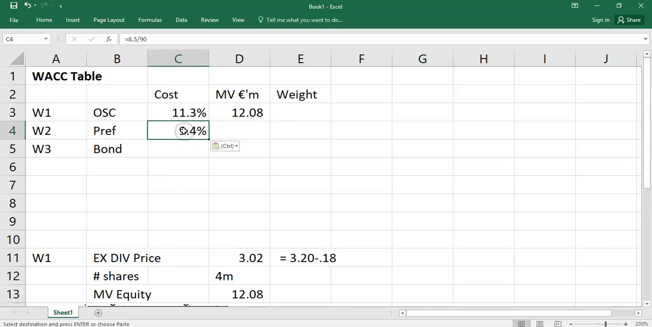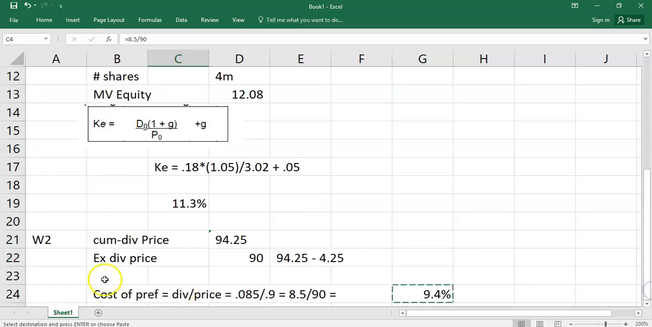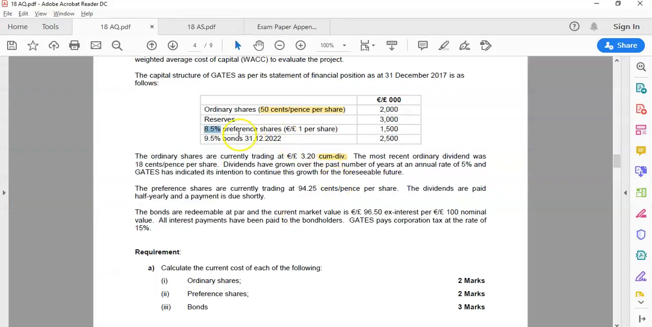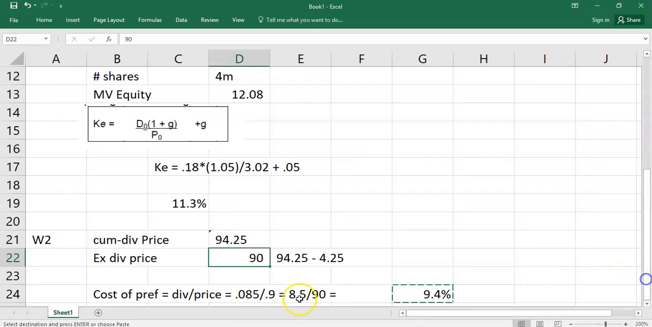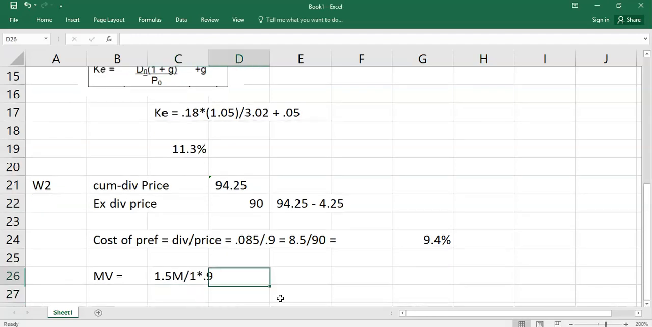So I'll put in that, 9.4, and the market value, just watch for it. Your price is 90. And the number of shares, if it's €1 per share, there must be then 1.5 million shares, because there's 1.5 million preference share capital. So what you can do there to get the market value equals 1.5 million divided by 1 times 0.9, because it's trading at 90% of its market value. So 1.5 million times 0.9 is 1.35 million.